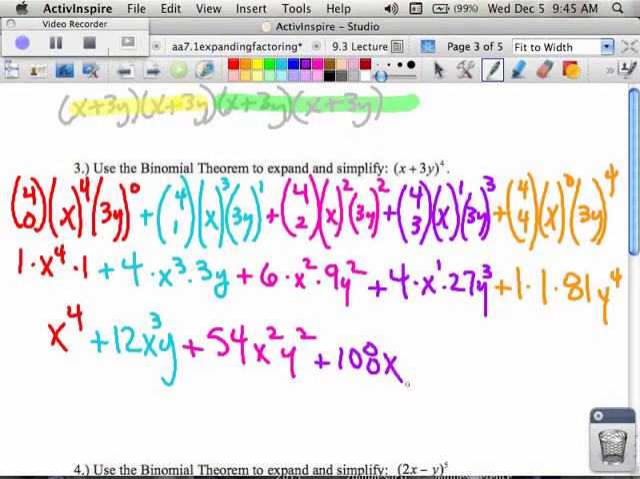And then I have x to the 1st, y cubed. Oops, I wrote the 3 this time, or the 1 this time. And in the orange, I have 1 times 1 times 81, which would give me 81, and then y to the 4th. This final line is my answer for the expansion.